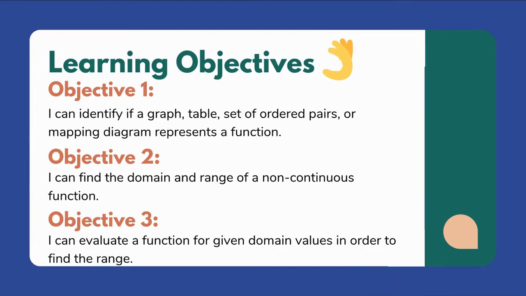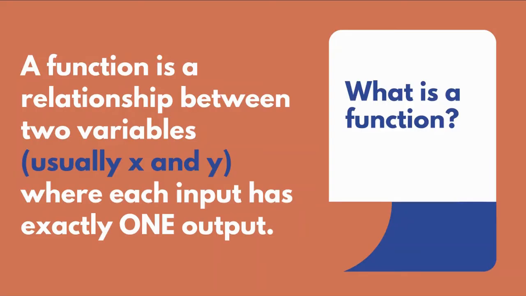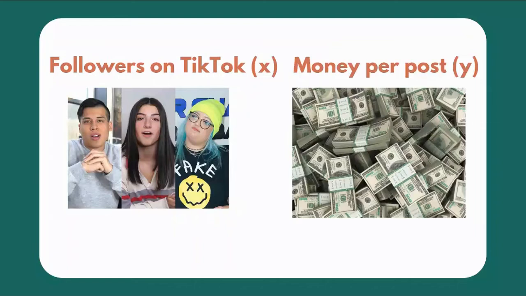So let's get started. First, we need to know what is a function. And a function is just a relationship between two variables, usually x and y, where each input has exactly one output. So you might be thinking, what do we mean by a relationship between two variables?